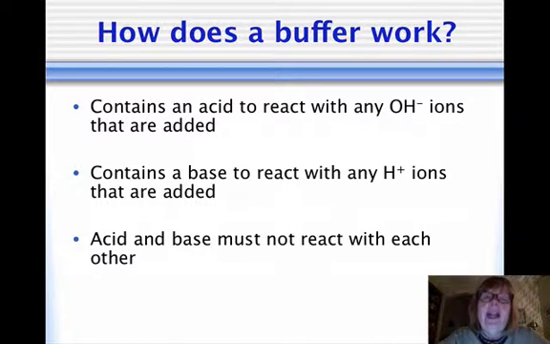Now, if you've got an acid and a base in a buffer, you don't want them to react with each other. So that's why you use conjugates. You use a conjugate acid-base pair of a weak acid or a weak base.